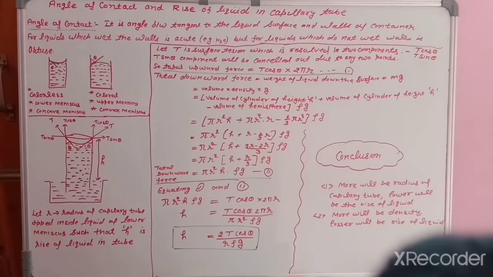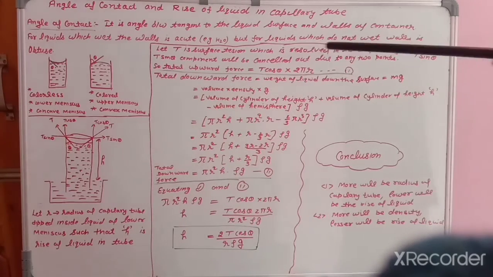Okay, so you can see I have written, let r be the radius of the capillary tube dipped inside the liquid of lower meniscus, such that h is the rise of liquid in the capillary tube. Means here is the surface of the container, and how much the liquid goes above it, that is the rise of liquid. We have to find out how much it rises and which factors it depends on. Okay, so let us proceed.